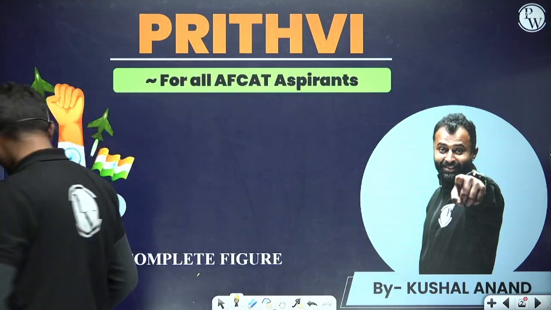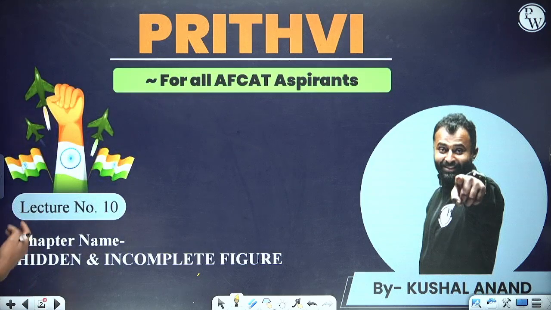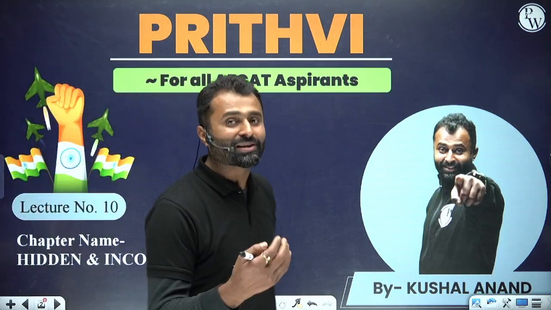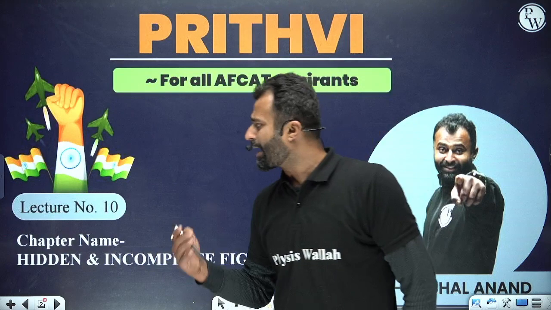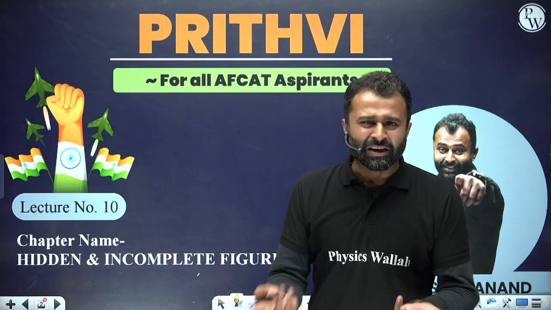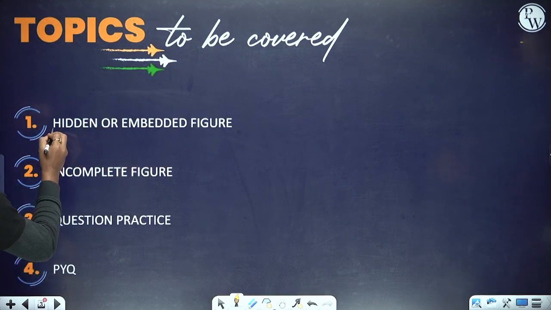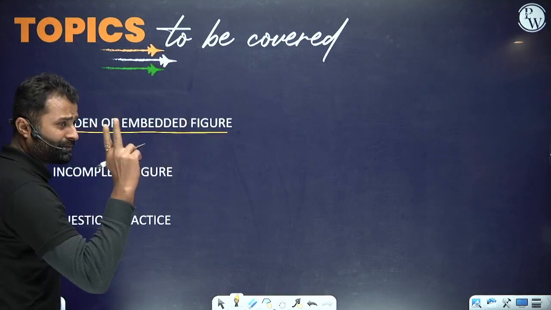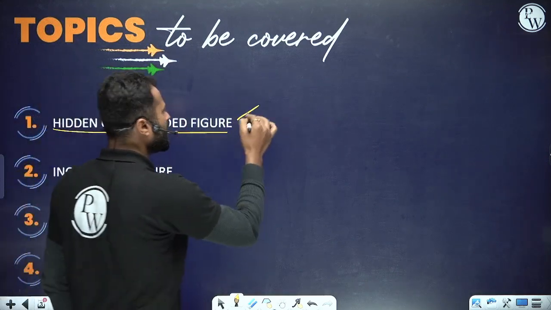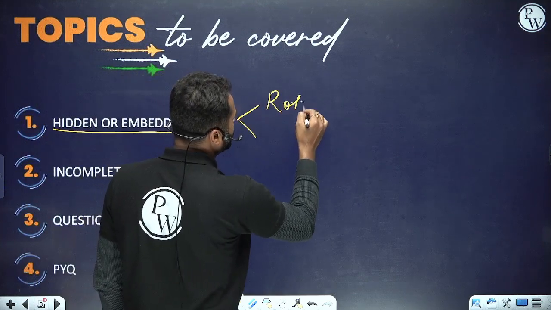Okay, so let's start with the first question. Before starting with the question, we'll discuss what is hidden or embedded figure and what is incomplete figure. Talking about the agenda for today's session, what are the things we are going to cover today? That would be hidden or embedded figure, where there will be two classes of questions. One would be rotation is allowed.